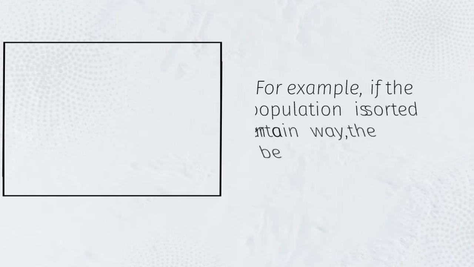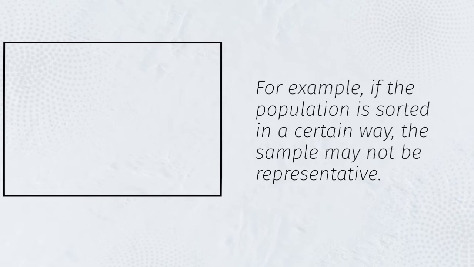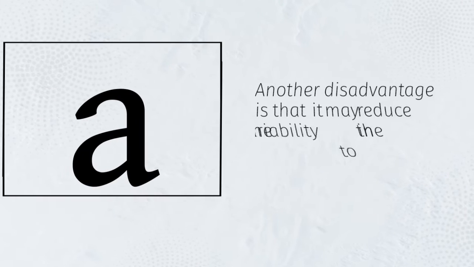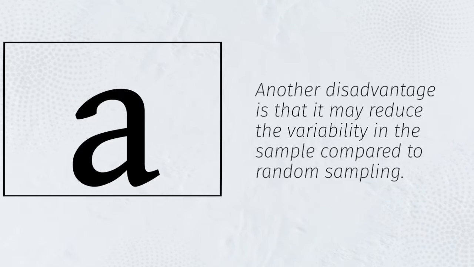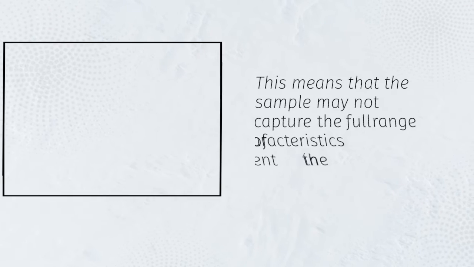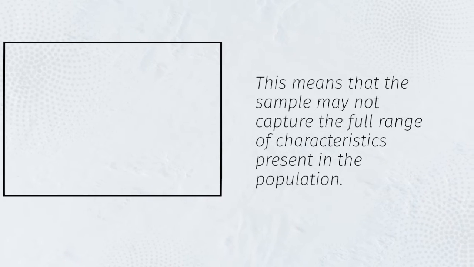For example, if the population is sorted in a certain way, the sample may not be representative. Another disadvantage is that it may reduce the variability in the sample compared to random sampling. This means that the sample may not capture the full range of characteristics present in the population.